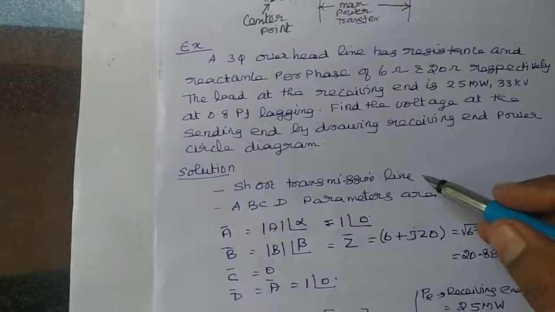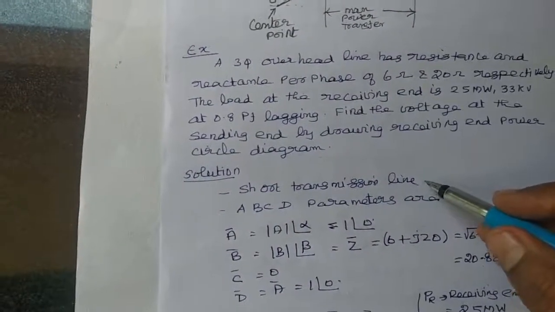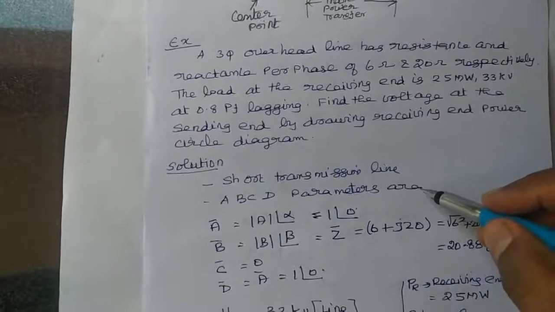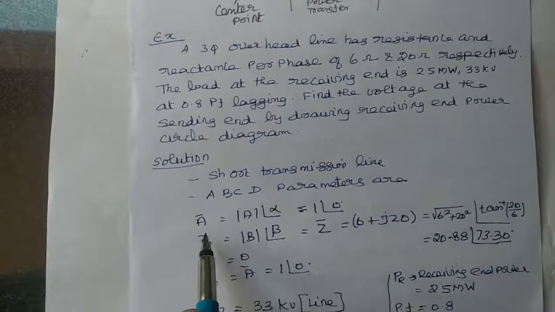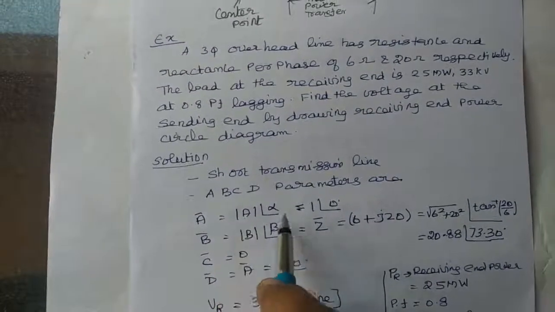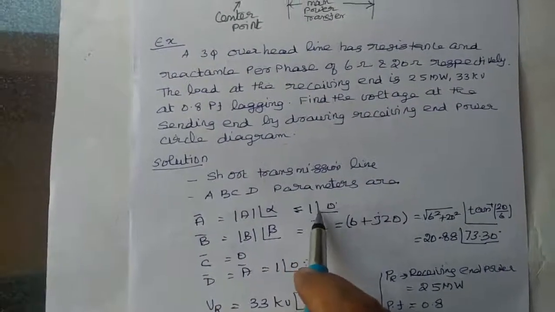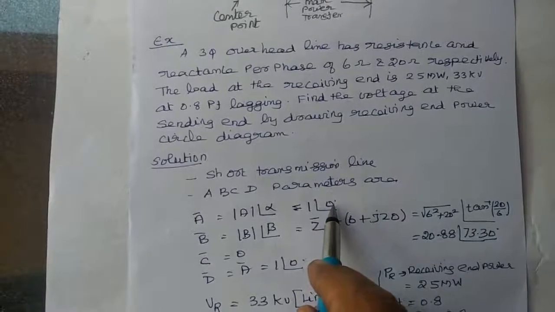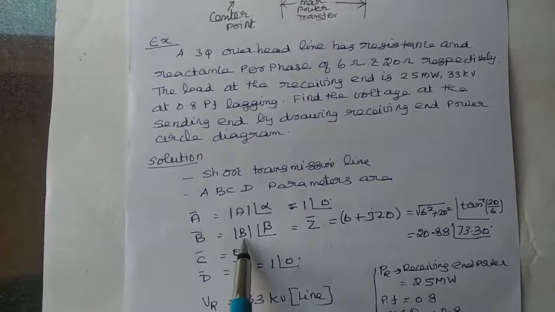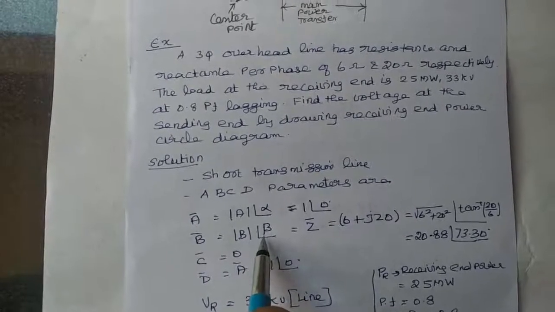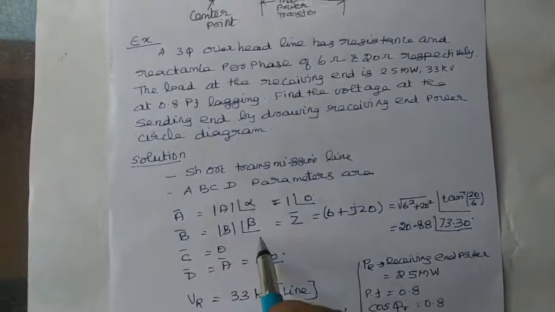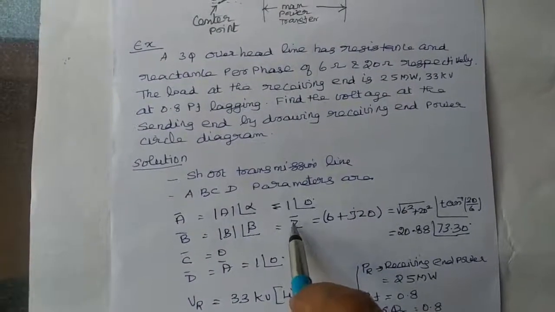Consider the given problem as a short transmission line. For the short transmission line, the ABCD parameters are: A vector, which is equal to magnitude A at an angle of alpha. Here the magnitude of A is 1 and the angle alpha is equal to 0. Then B, which is equal to modulus of B at an angle of beta. The value of B is equal to the impedance Z.